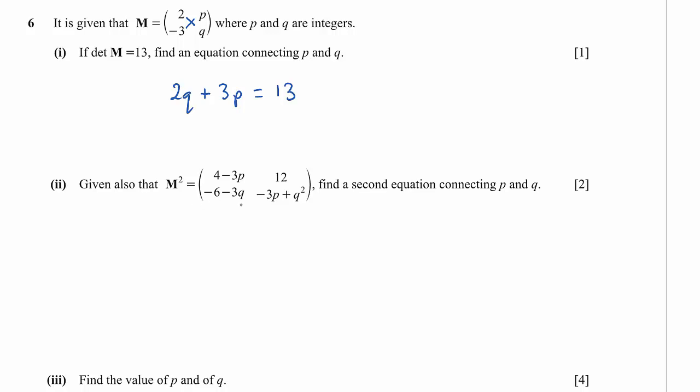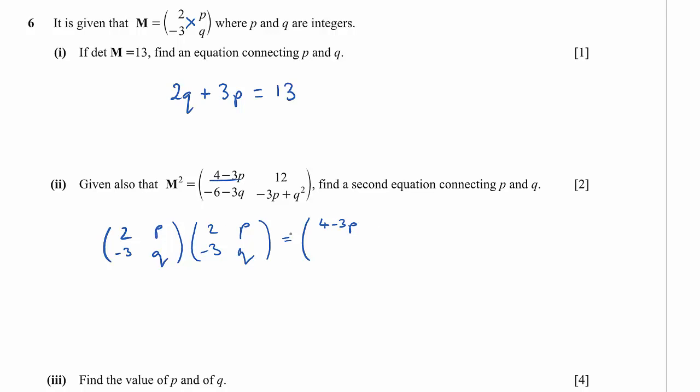Given also that M squared is this matrix, find a second equation connecting p and q. I think here I might actually just have to do M squared. So I've got 2p negative 3q, 2p negative 3q. So that's going to give me 4 minus 3p, which is this.